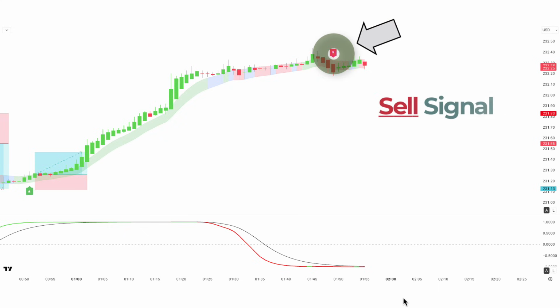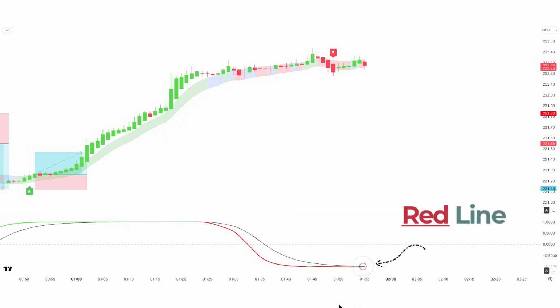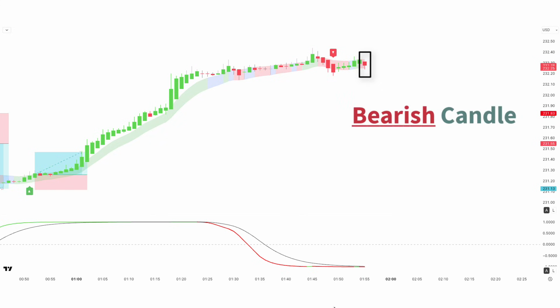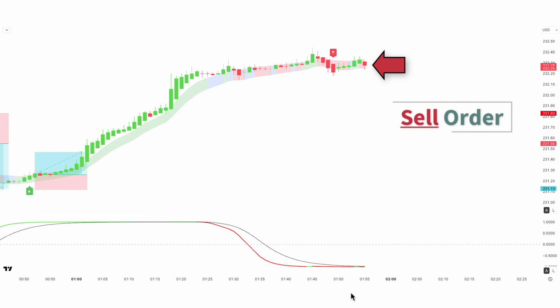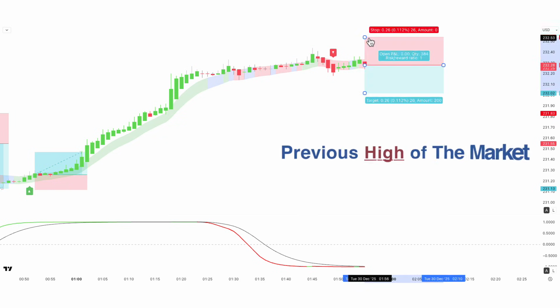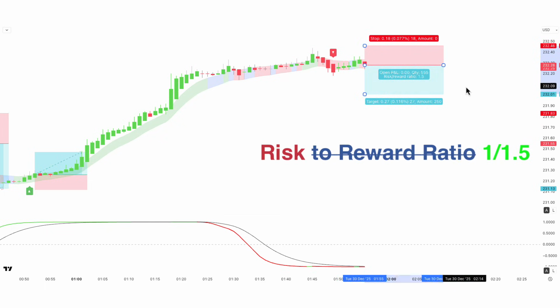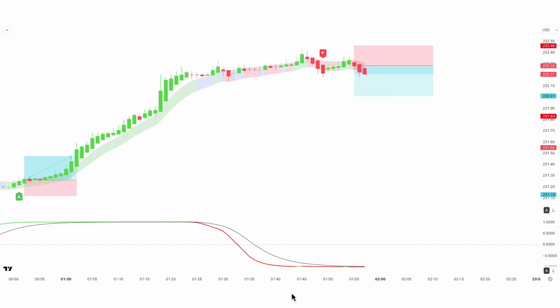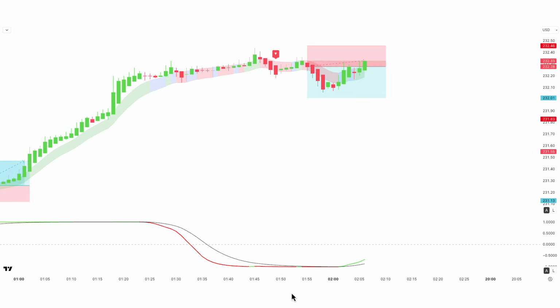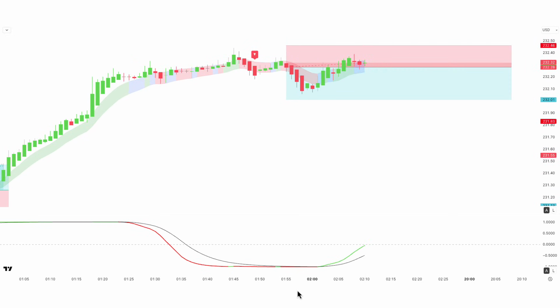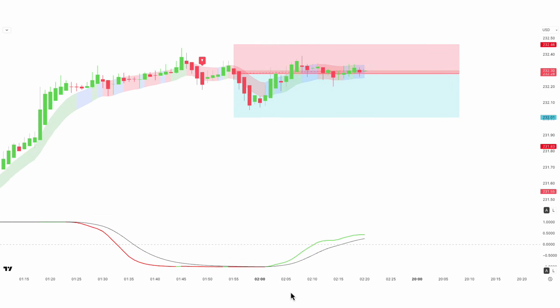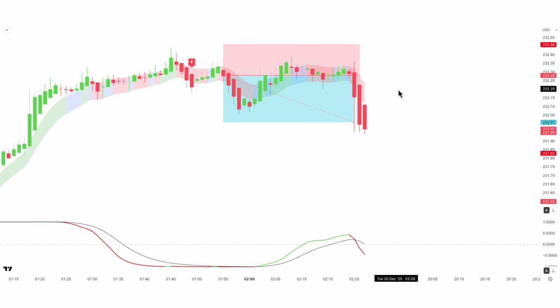Here, the Adaptive Momentum Classifier arrow of this indicator is a sell signal. Here, the Normalized Smoothed indicator is a red line. Here, the market has made a bearish candle to give confirmation. So all our conditions are being fulfilled, so we are placing an order to sell. Our stop loss is to be placed at the previous high of the market, and the risk-to-reward ratio will be 1:1.5. Let's see what happens to our trade. Our trade is running in profit. We have won the trade. Let's find the next trade.